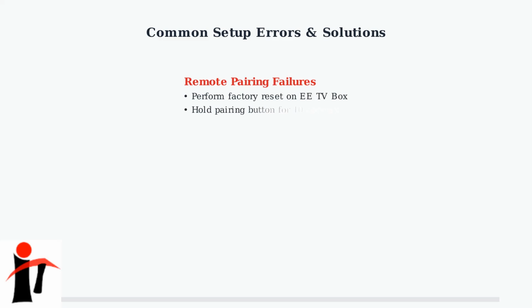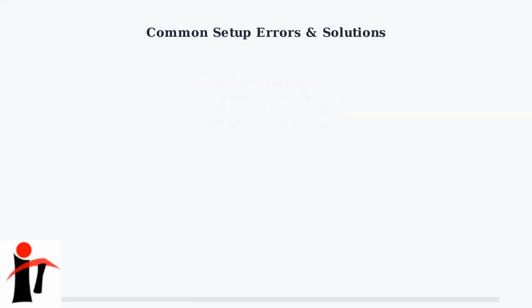For remote pairing failures, perform a factory reset on your EE box, hold the pairing button for 10 seconds, and replace the remote batteries if necessary. This resolves most pairing connectivity issues.